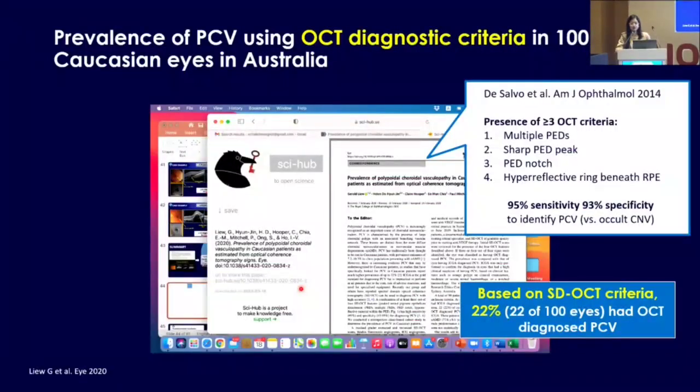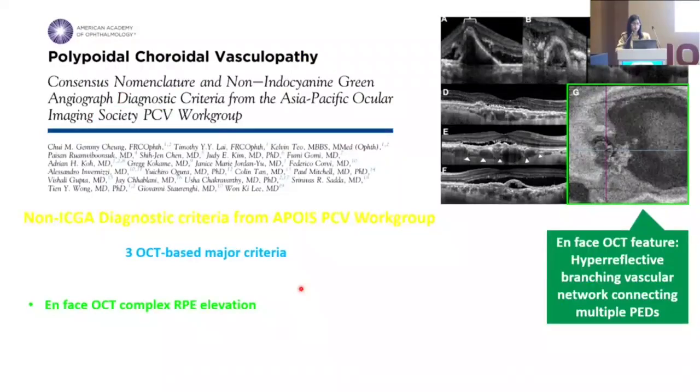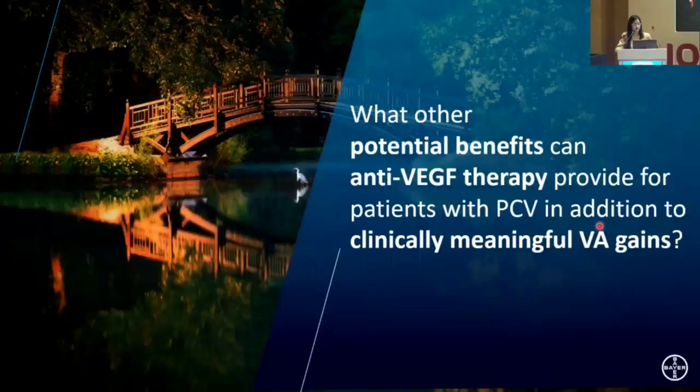Similarly, another study on 100 Caucasian eyes in Australia, based on the OCT diagnostic criteria, found that 22% of the eyes had OCT-diagnosed PCV in that population too. The Asia Pacific Ocular Imaging Society PCV work group added another OCT feature, which is hyperreflective BVN connecting multiple PEDs, which is only seen on Zeiss SS-OCT or OCTA devices.